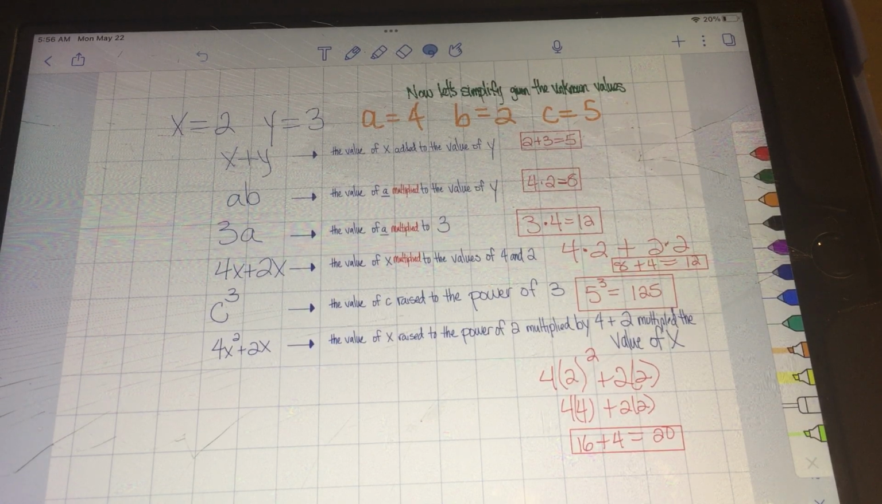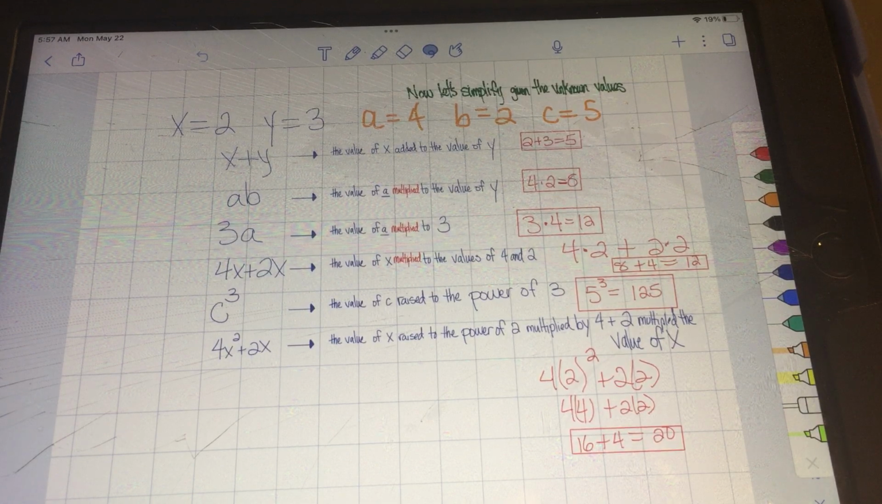In our next expression, we have A, which again is being multiplied by B. Our value for A is 4, and our value for B is 2. So we would be multiplying 4 by 2, and that would give us a simplified value of 8. In the next expression, we have 3 multiplied by A, and A represents 4, so we would be multiplying 3 times 4. 3 times 4 would give us 12.